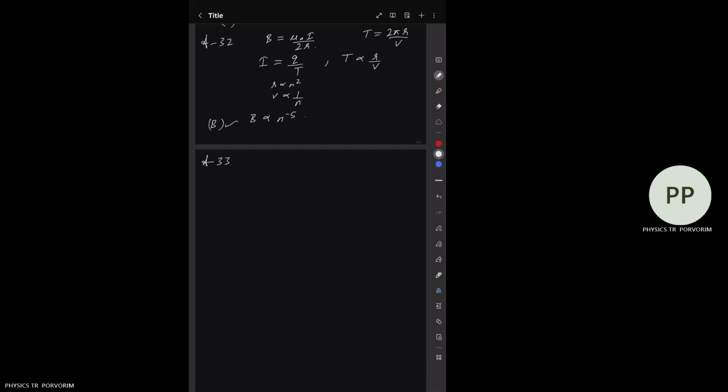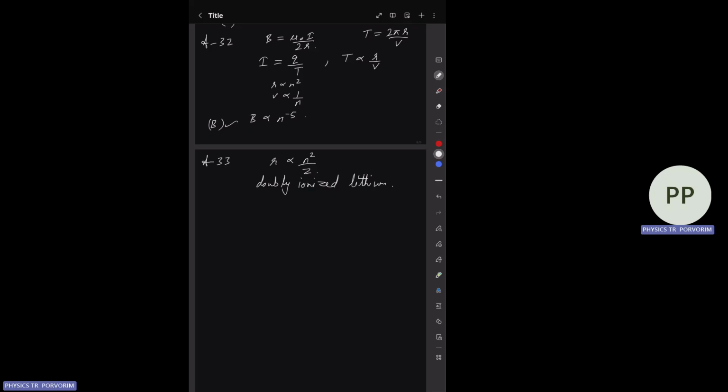33. In which of the following systems will the radius of the first orbit be minimum? The radius is proportional to n square by Z. Just put the values of n and Z, and we can see that the radius will be minimum in the case of doubly ionized lithium.